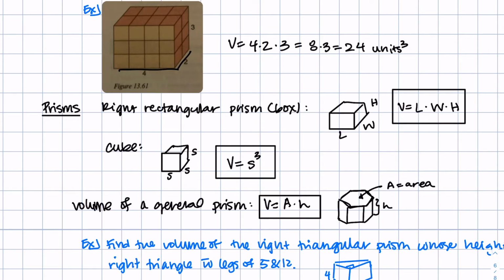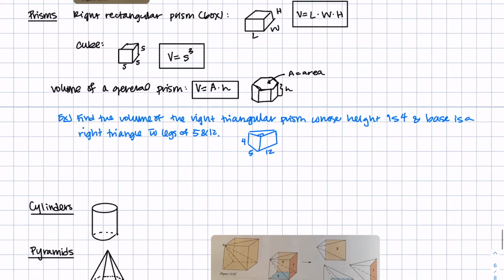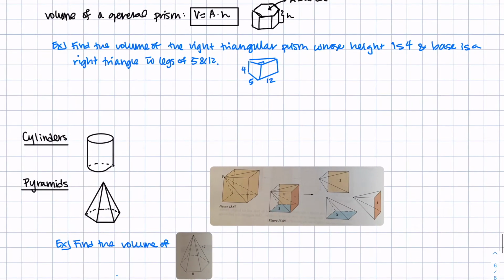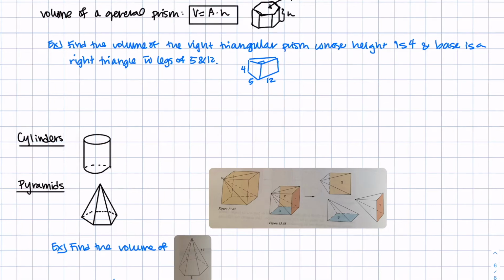Okay, so let's look at an example computing this. Here we want to find the volume of a right triangular prism whose height is 4, and the base is a right triangle with legs of length 5 and 12. So when we talk about the legs of a right triangle, we're usually talking about the sides that are not the hypotenuse of a right triangle. So I have drawn this picture.